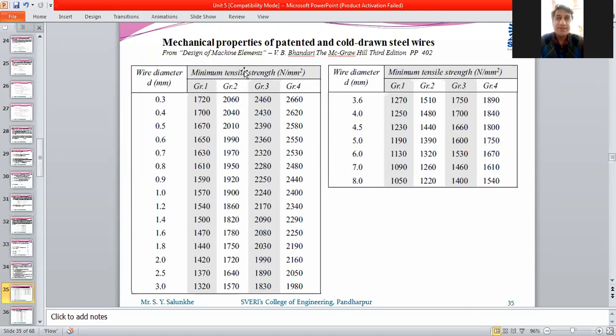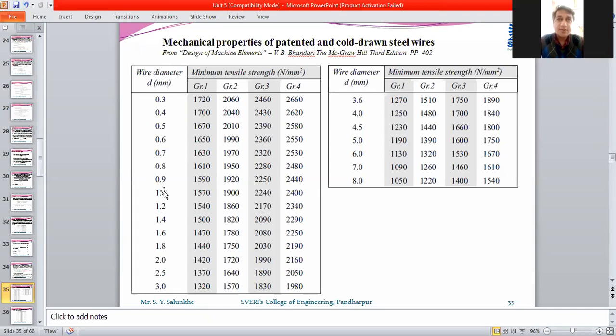That is nothing but the percentage of carbon and all other alloy materials which we are going to use in that steel wire. Okay, you can just go through metallurgy, that is the course which you are learning right now, and you can find out what is meant by grade 1, and how much percentage is there for the carbon and other alloy materials in that particular steel.